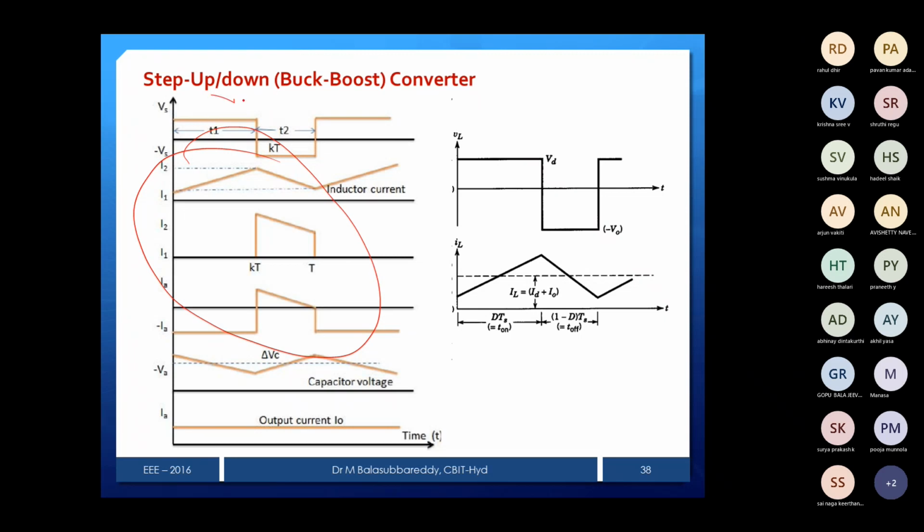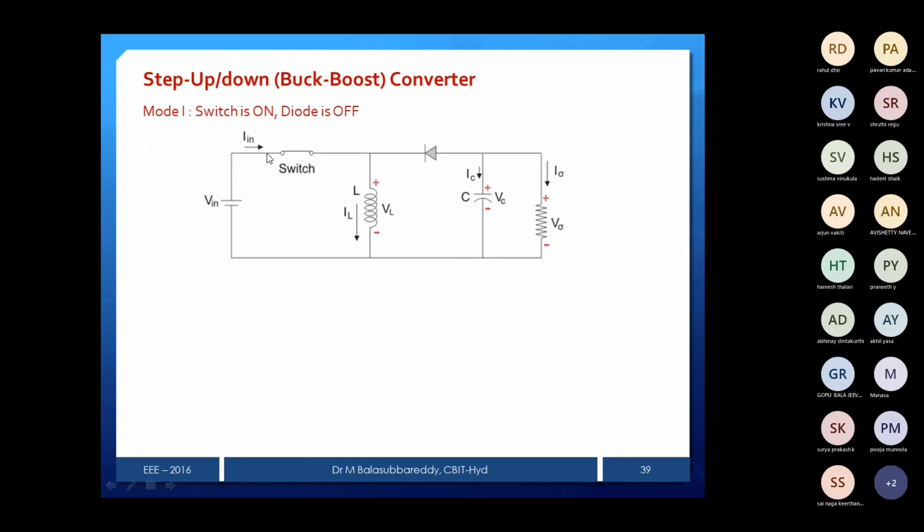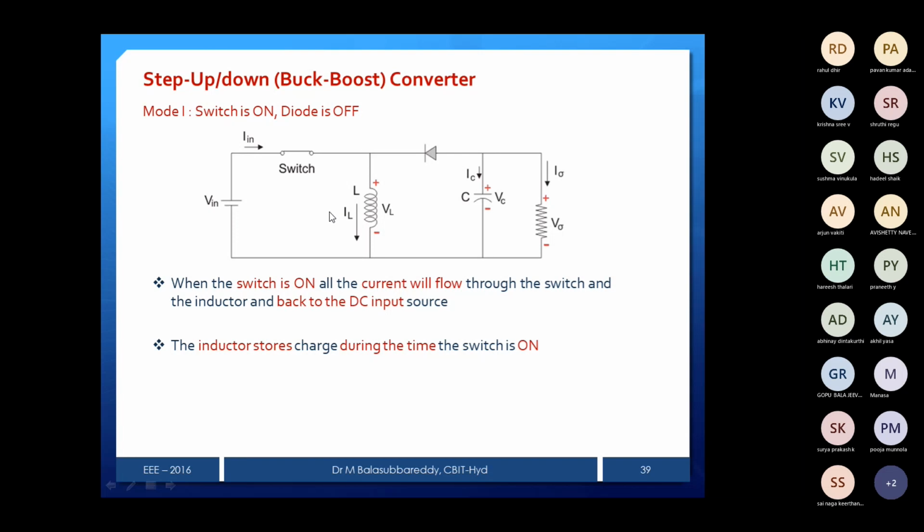When the switch is on, what will happen? When the switch is off, what will happen? What is the current variation, what is the diode variation, and then the ripple magnitudes. Let us assume the load current is constant. That's why I made it a constant current. So these waveforms are sufficient for your analysis purpose. Now we can see again, when the switch is on, what will happen? It will store the energy.